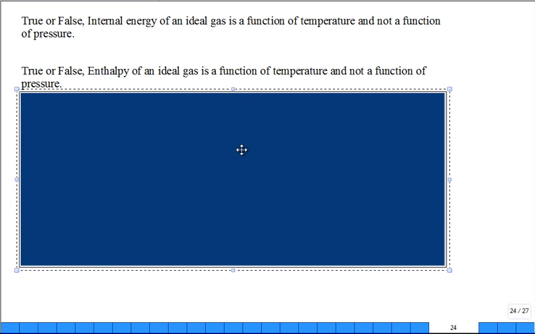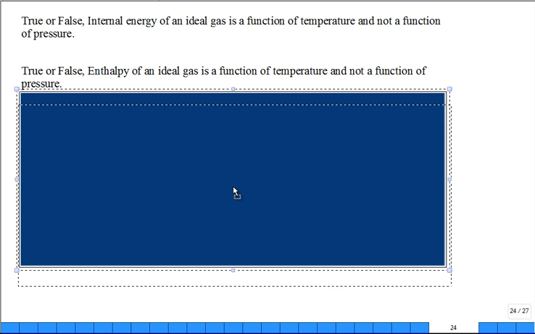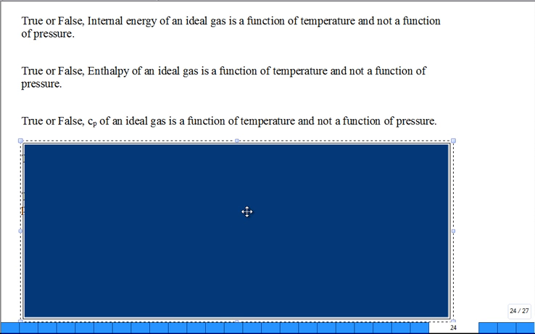True or false? Enthalpy of an ideal gas is a function of temperature and not a function of pressure. True or false? Specific heat, constant pressure of an ideal gas is a function of temperature and not a function of pressure. All of those equations are either all true or all false.